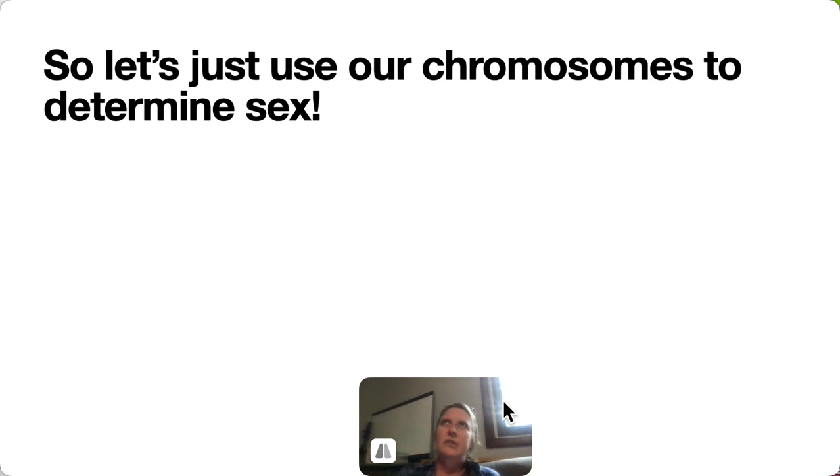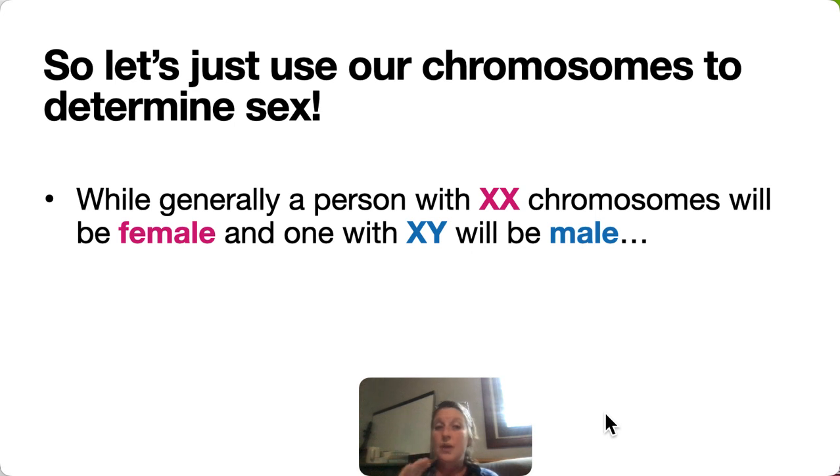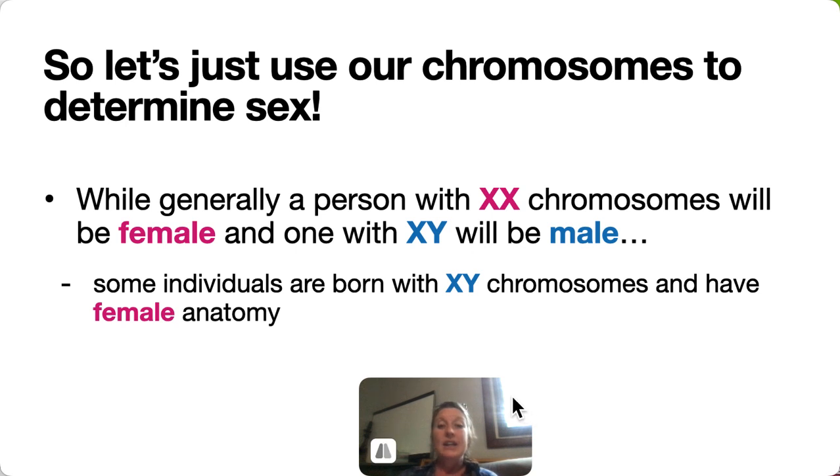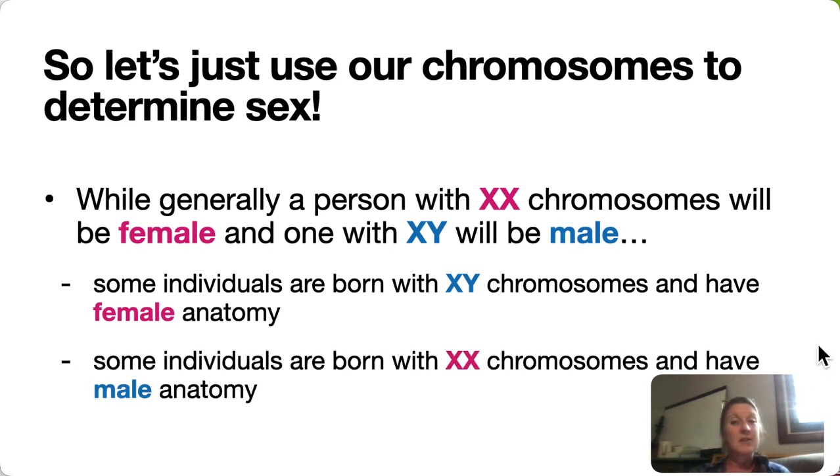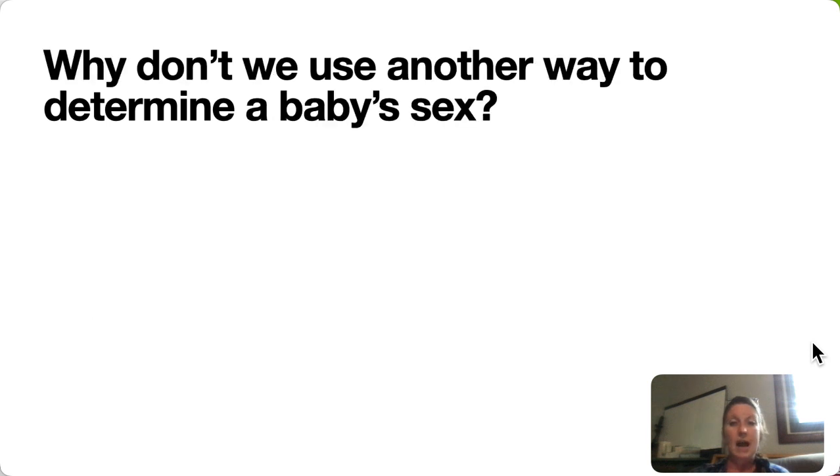Okay, well, so genitals maybe aren't the best way to do this. Let's see if we can think of something else. How about chromosomes, right? Got the X chromosome and the Y chromosome. And it's true that while generally a person with two X chromosomes will be female anatomically, and one with an X and Y chromosome will be male, it is also the case that some individuals will have XY chromosomes and female anatomy, and some individuals will be born with two X chromosomes and have male anatomy. So our chromosomes aren't going to do the job either.